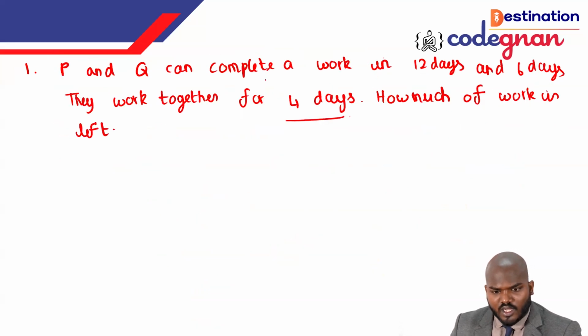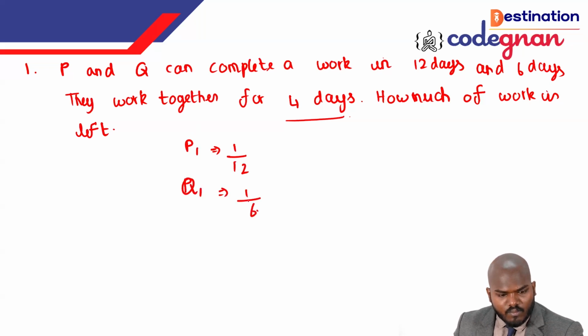Okay, so P and Q can complete the work in 12 and 6 days. They work for 4 days, and the question asks how much work is left. First, P's 1 day work is equal to what? That is 1 by 12. And Q's 1 day work we can call 1 by 6. So both of them are working for 4 days.